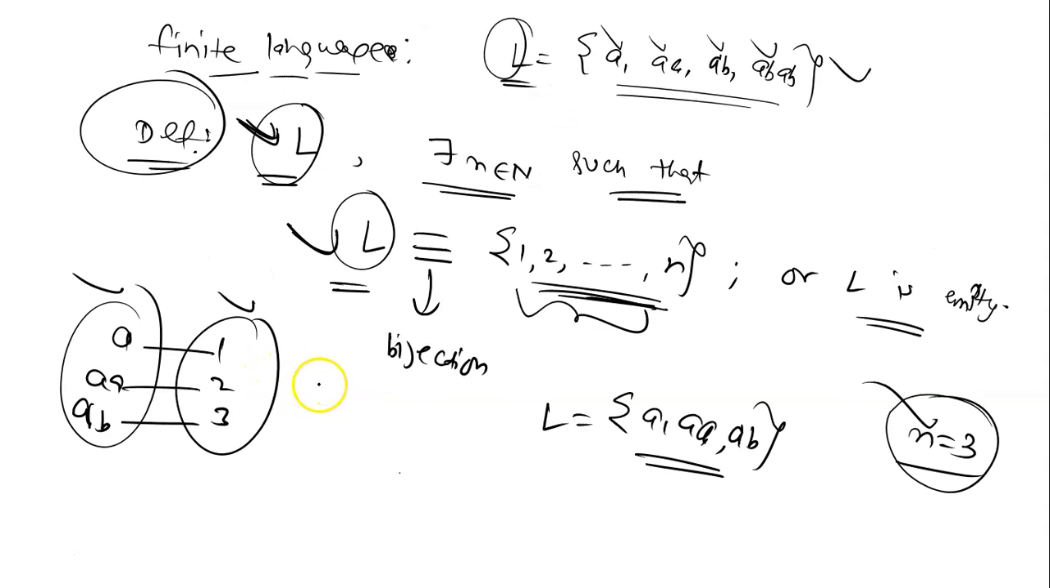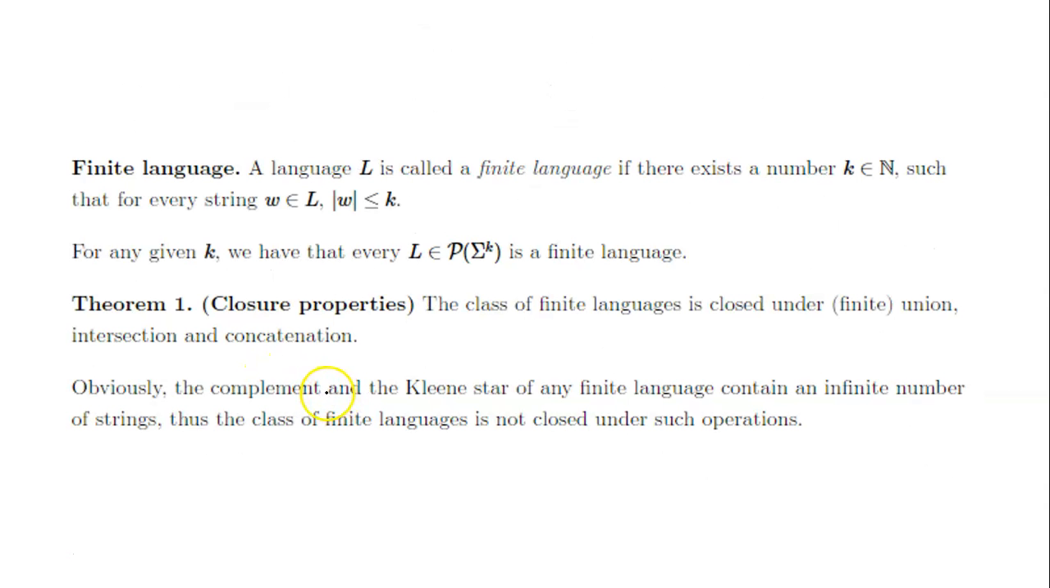Okay, and any of these definitions can be given to you in the exam. So consider this another sophisticated definition. It says a language L is called a finite language if there exists a natural number k such that every string of L has length less than or equal to k. So this is the definition of finite language we have already seen.